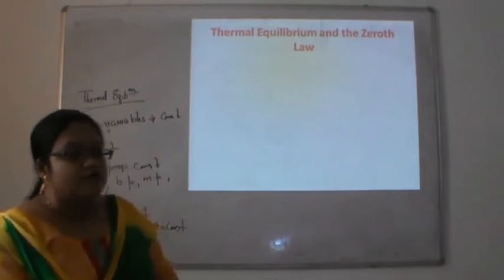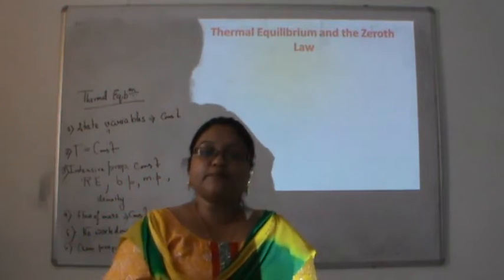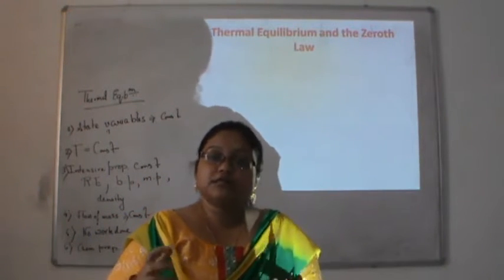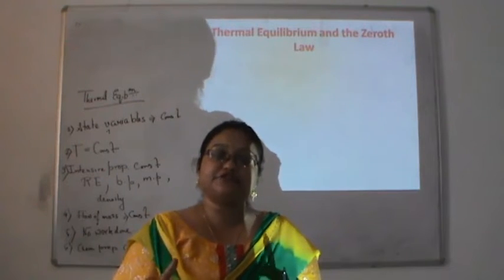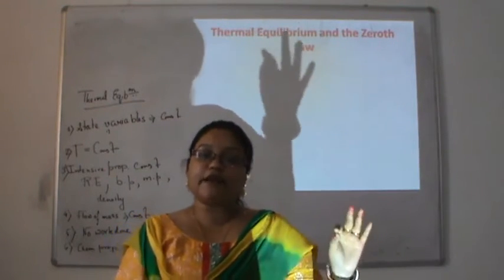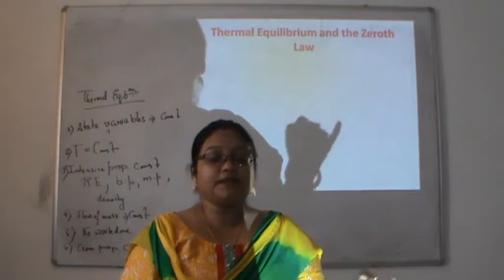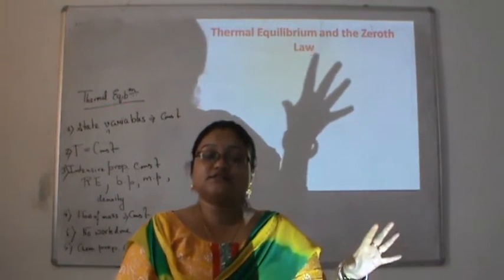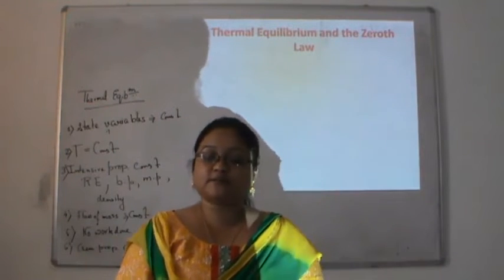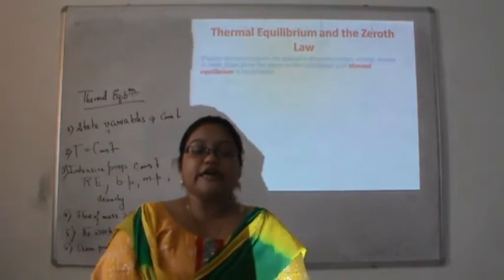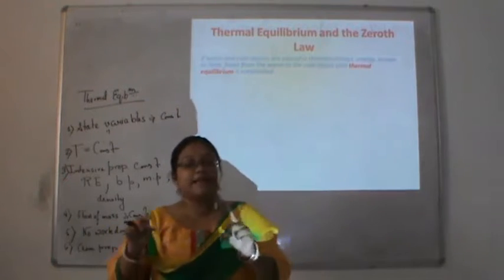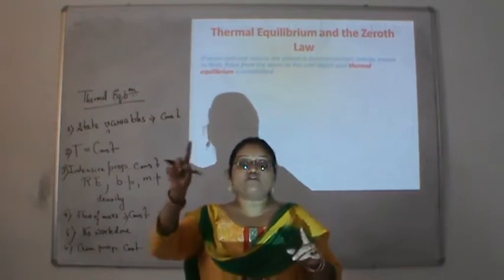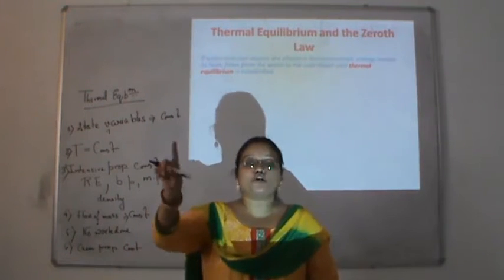Now, for explaining the phenomenon of thermal equilibrium, the zeroth law of thermodynamics is conceived. So, for explaining this natural phenomenon of thermal equilibrium, the law which is conceived in thermodynamics is called the zeroth law of thermodynamics. If warm and cool objects are placed in thermal contact, then heat flows from the warm object to the cold object.